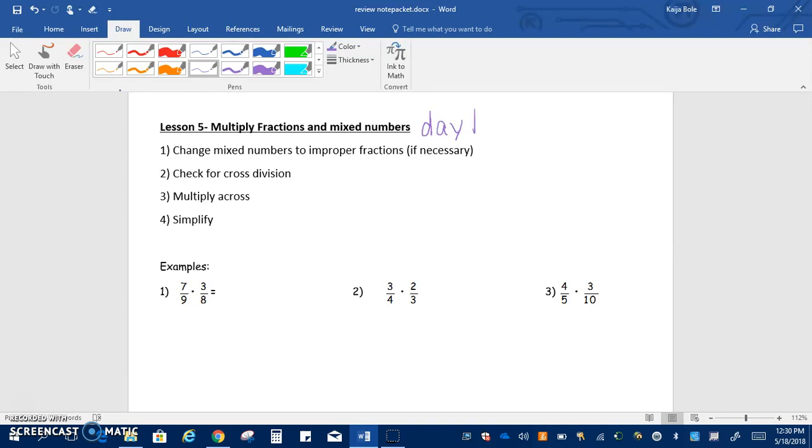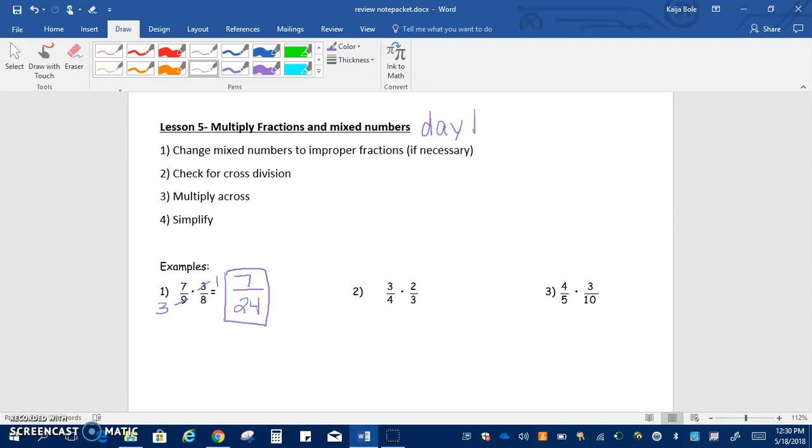So first I'm going to check for cross division, and I know between my 3 and my 9, I can divide both of those by 3, so my 3 becomes a 1. My 9 becomes a 3. So then I just go ahead and multiply straight across. So 7 times 1 is 7 over 3 times 8 is 24. So 7/24 is our final answer.